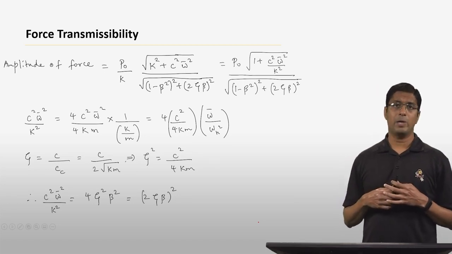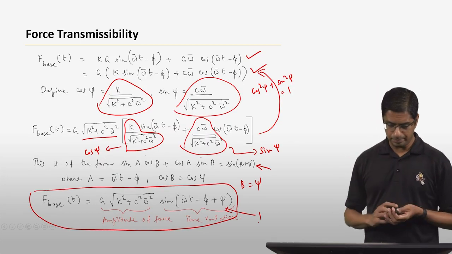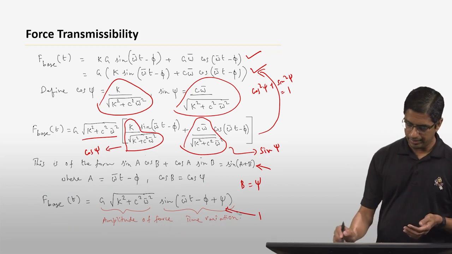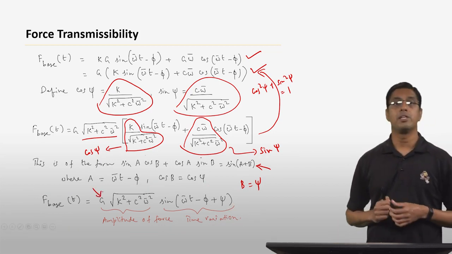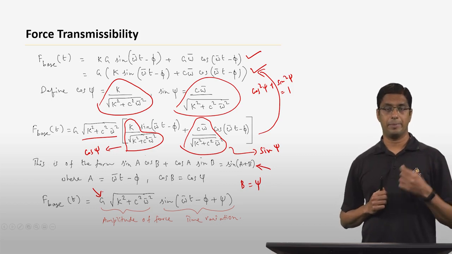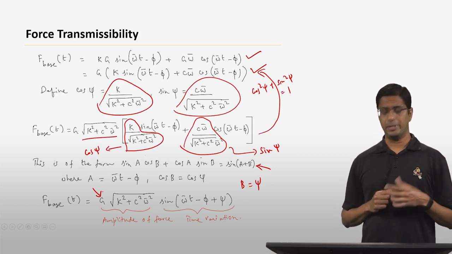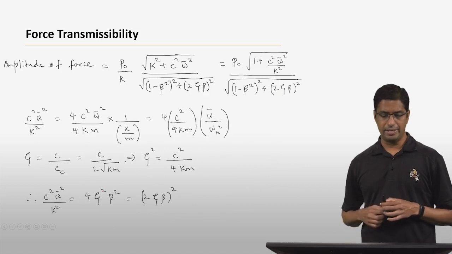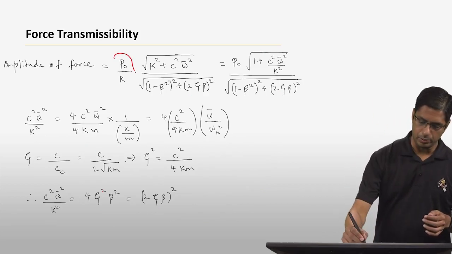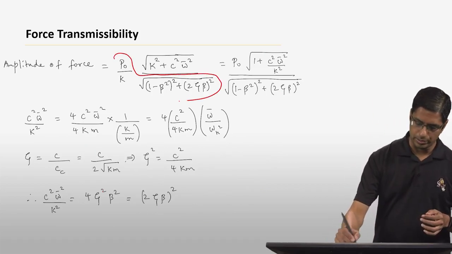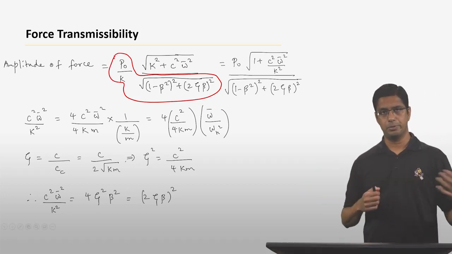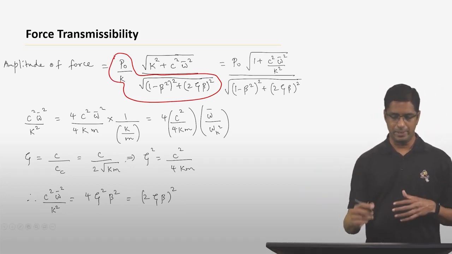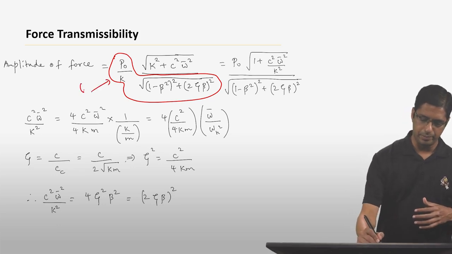So here what I have done is essentially I have taken this term, g times square root of k square plus c square omega bar square, and then substituted the value for g that is already known, which is nothing but P naught over k times 1 over square root of 1 minus beta square the whole square plus 2 zeta beta the whole square. That is nothing but your g.